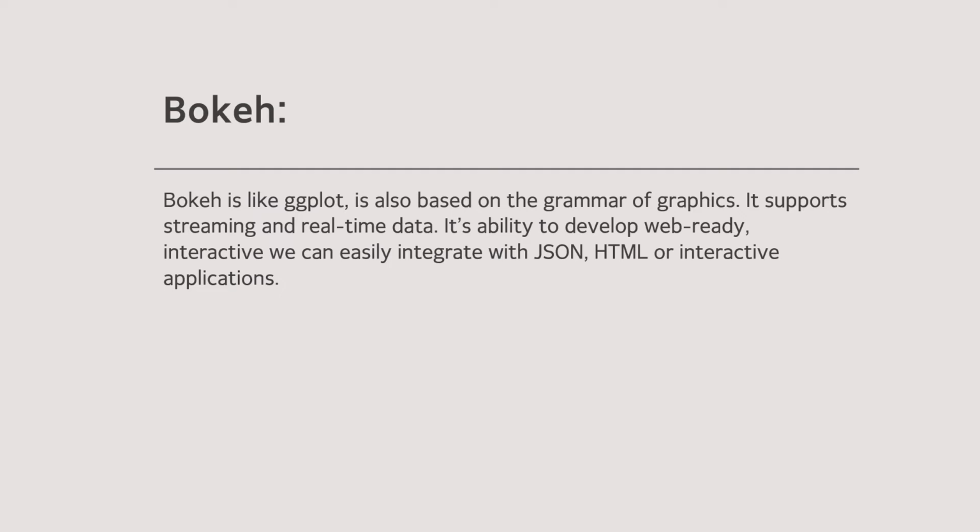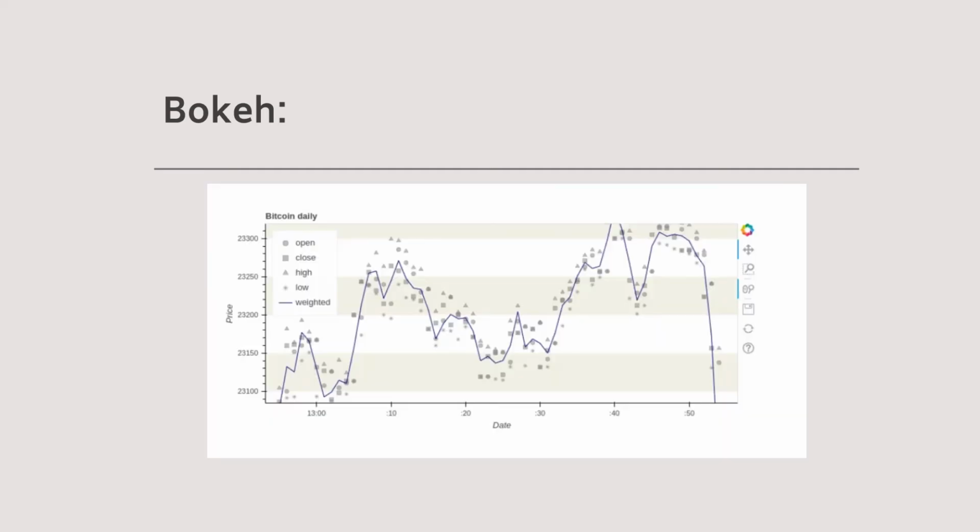Let us see some pictures of the Bokeh library. This is an example of a Bokeh plot. This is the graph for Bitcoin daily ups and downs. With Bokeh, we can plot various things. It is also used in stock markets and all. That's all about it. Let's move on to the next one.